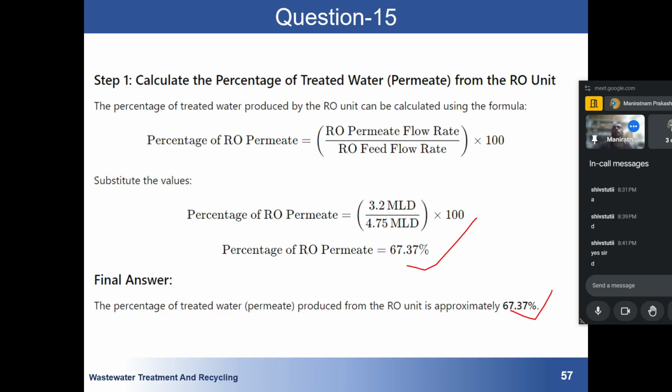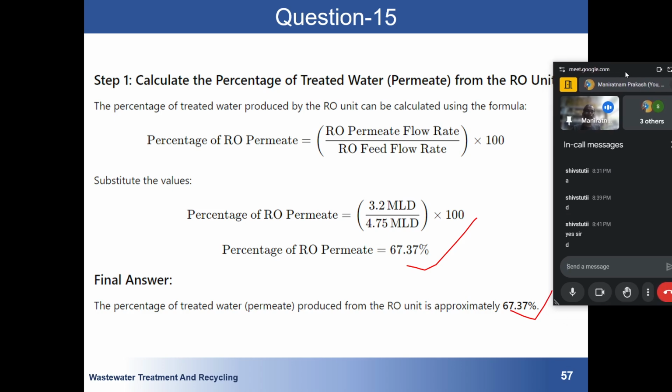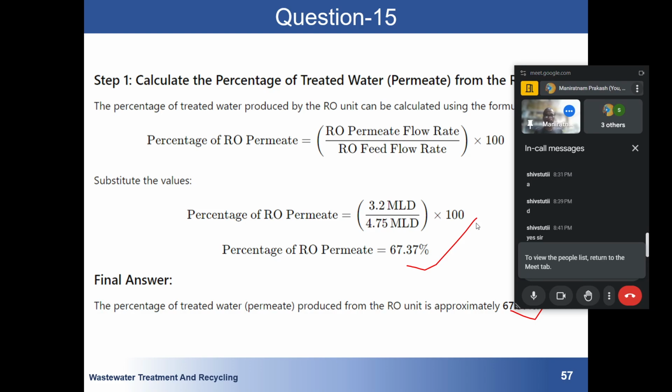So we have already discussed all the problems, and we have also discussed some topics in great detail. If you have any kind of doubt, you can write in the chat box, or you can just unmute yourself and ask.